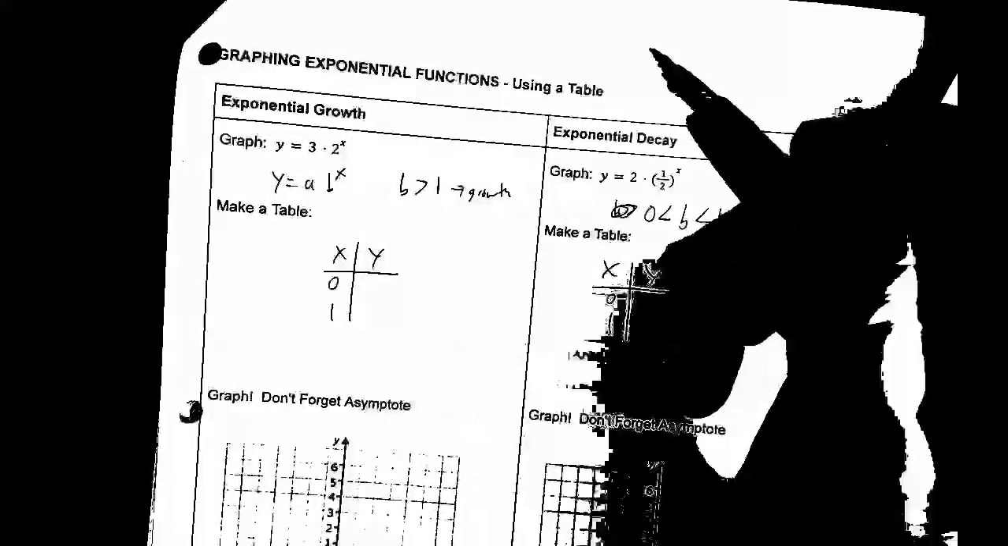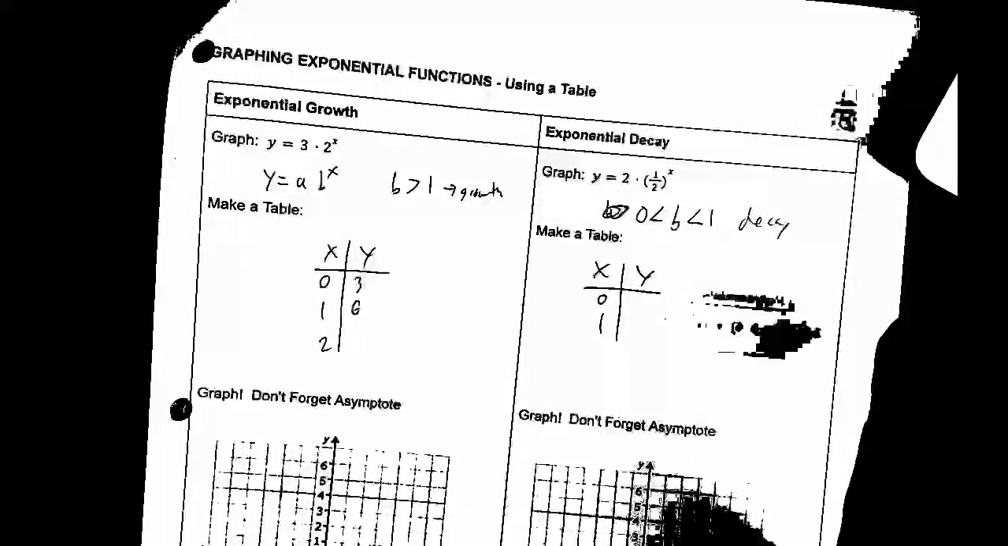So you want to make a table, and it's good to start out with 0 and 1 for both of these. We do x, y, and 0 and 1. So plug in 0. When we plug in 0, we get 2 to the 0 is 1. 1 times 3 is 3. Okay, when we plug in a 1, 2 to the 1 is 2. 2 times 3 is 6. Let's do a 2 as well. That means 2 squared is 4. 4 times 3 is 12, right? So you can see we're multiplying by 2.